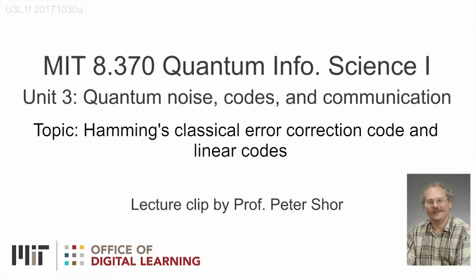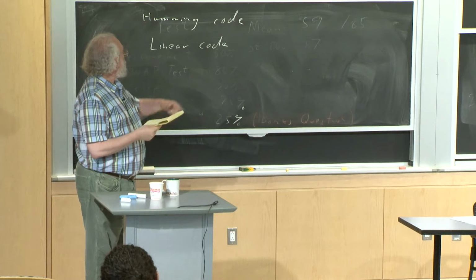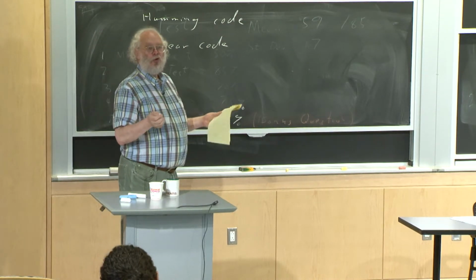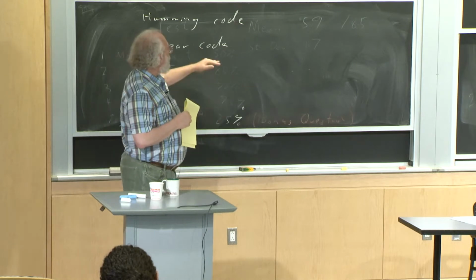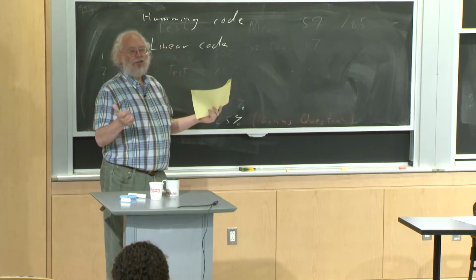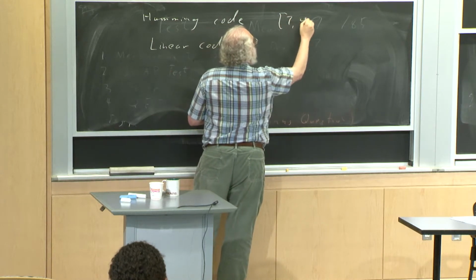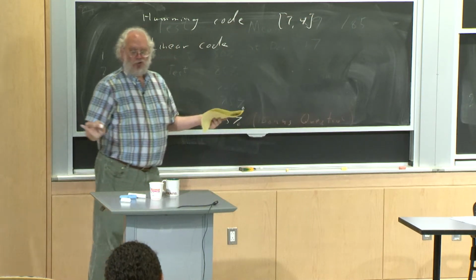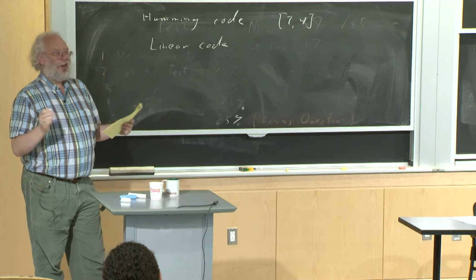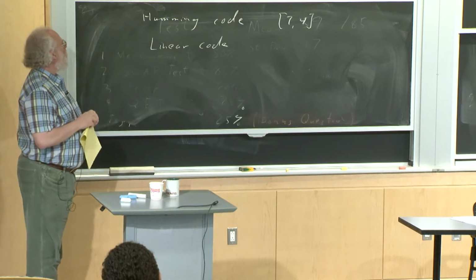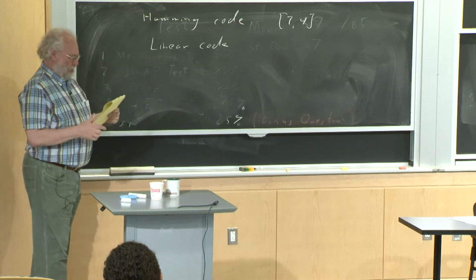So a Hamming code is a linear code. We're basically going to be using the 7-4 Hamming code as an example, both for quantum error correcting codes and classical error correcting codes. But most of what I'm going to say applies to all linear codes. And there are lots and lots of linear codes that are better than the Hamming code.